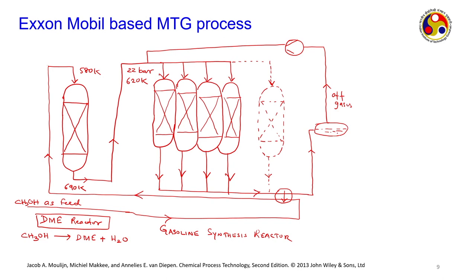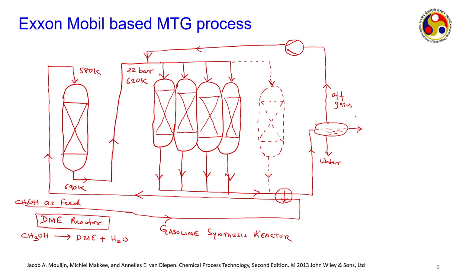The off gases come out, and the water is also coming down here, since water is present in most of the reactions. The off gases are compressed and sent as a recycle. The recycle of gases is sent back to the reactors to lower the temperature rise in these reactors. All the heat has already been given out by the effluent gases, which are then separated and sent back to the gasoline synthesis reactor.